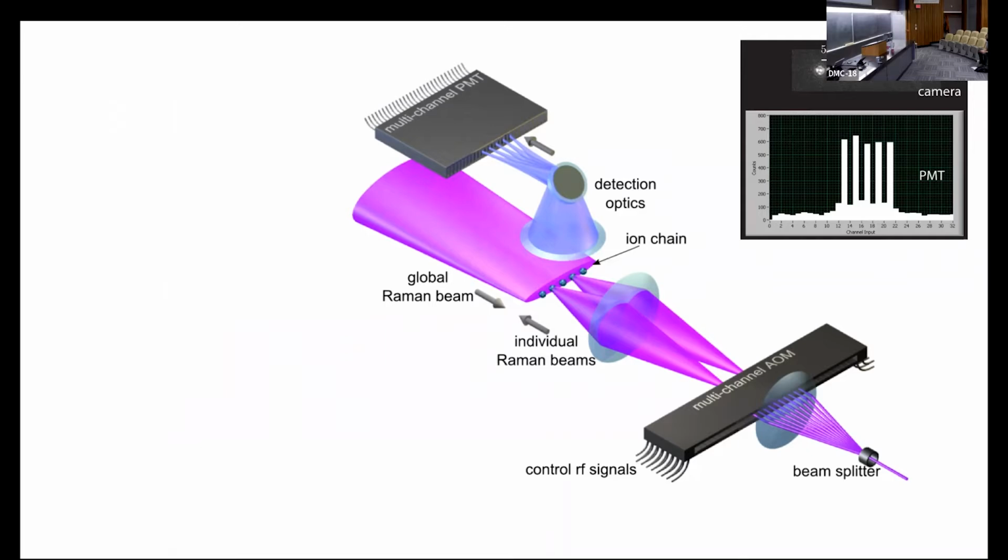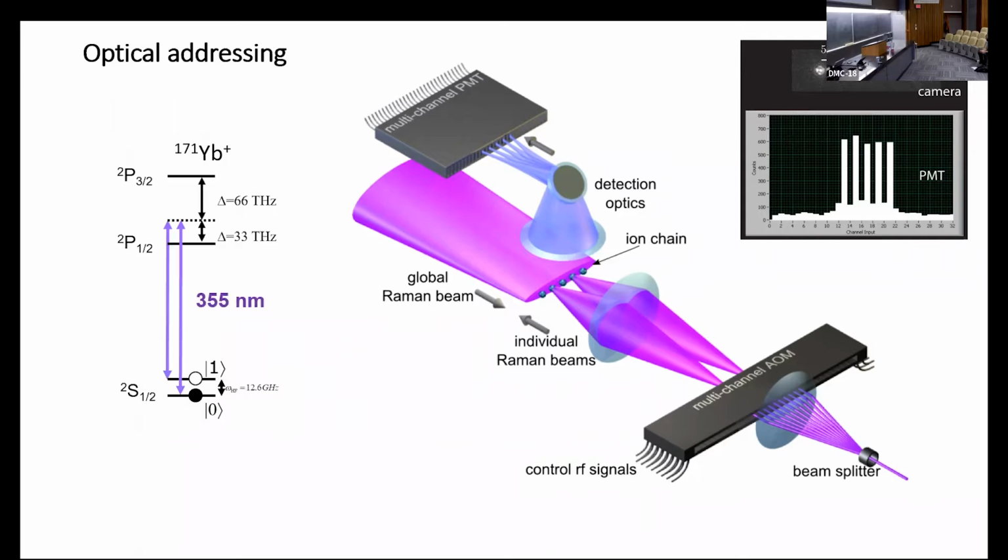To control the ions, we use a pair of counter-propagating Raman beams, where one of them is split into individual beams, and the other one addresses all the ions in the chain. These Raman beams coherently drive the qubit state from 0 to 1 via a two-photon transition through this virtual state here. The reason we choose this state is to minimize the two-photon Stark shift for this transition. With this, we can drive our qubit very coherently, and we can address any qubit in the chain by turning on and off this AOM channel using our RF signals. So we have individual control.